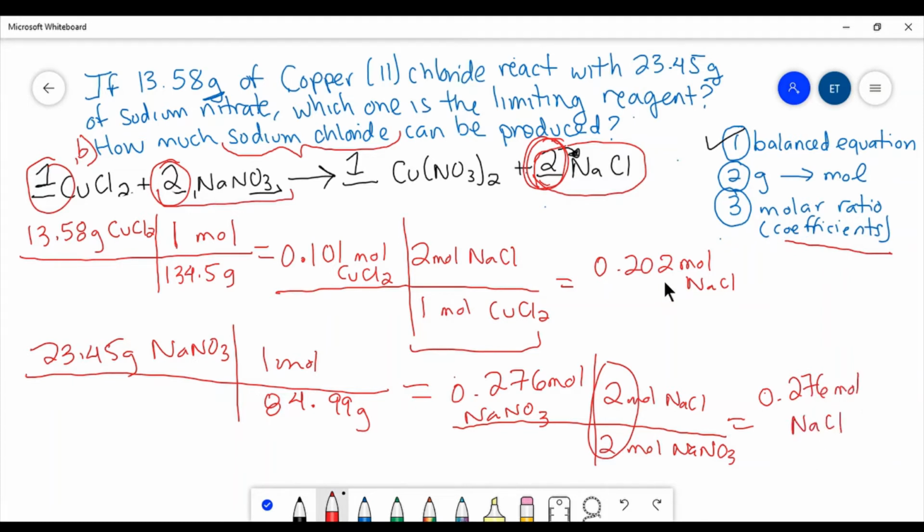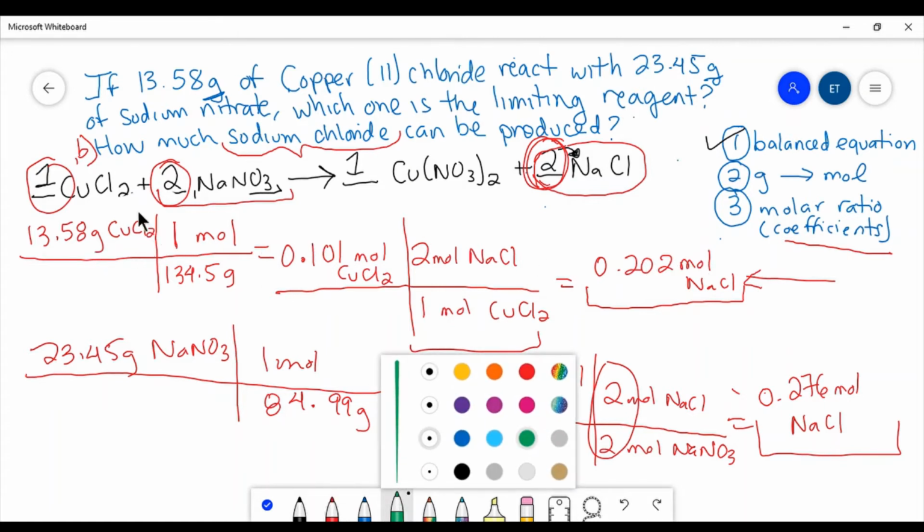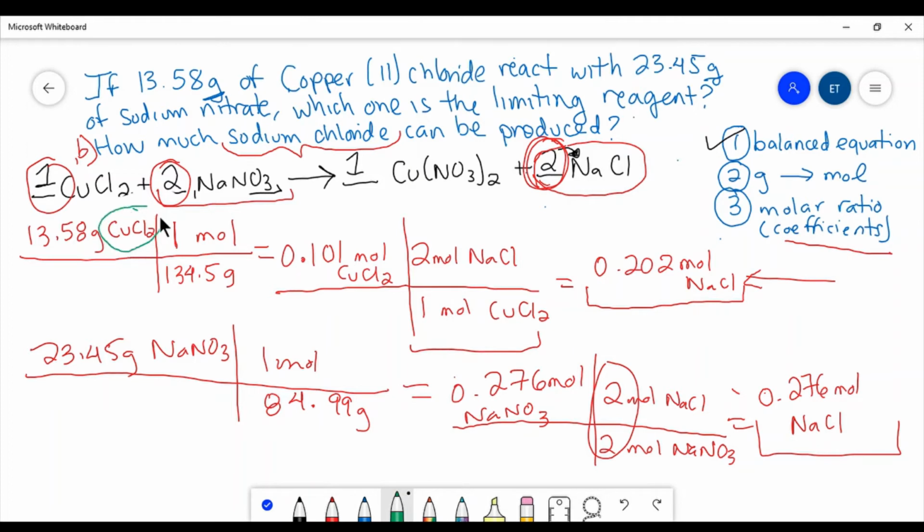Okay, so we're gonna see which one of these is a smaller amount of product. So this is actually smaller than this one, right? So now we're gonna go back and look at which reactant it was, and we see that it was copper 2 chloride. So in this case, our limiting reagent is copper 2 chloride. Okay, so that's the answer for the first question right here.